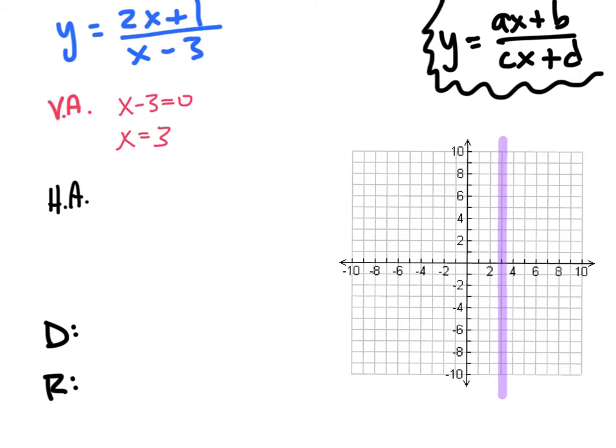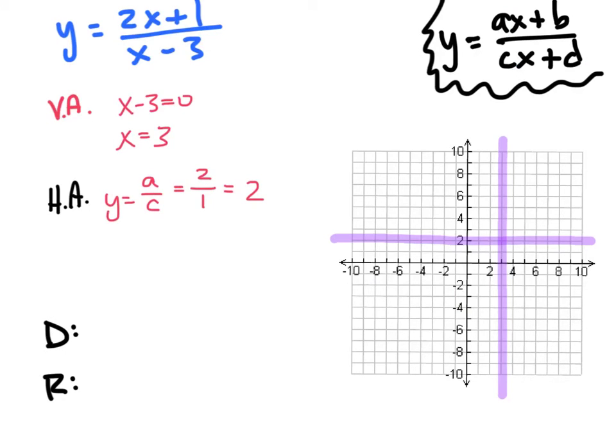Now my horizontal asymptote. This time I don't have some number just hanging out to the side of it to shift it up or down. But since I have an x in the numerator and in the denominator, the horizontal asymptote comes from y equals a over c. Those are just the coefficients of those x values. So in our example, what is the a value? 2. And what's the c value? 1. So I have a horizontal asymptote at y equals 2.